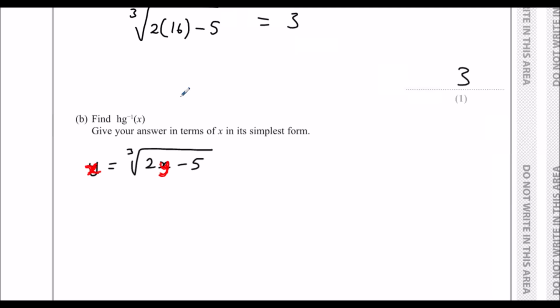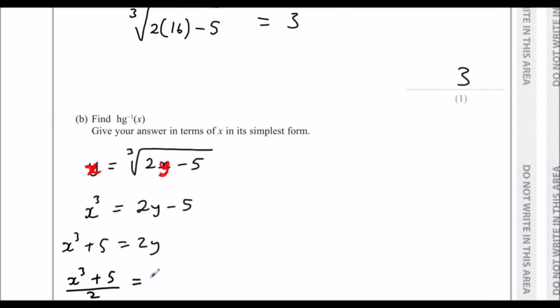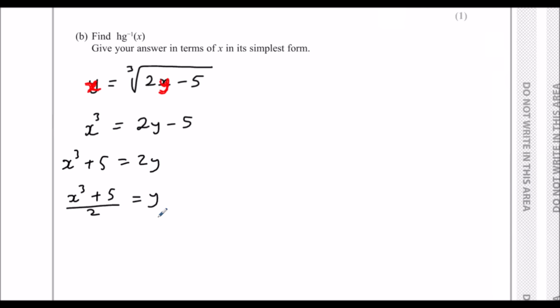To get rid of a cube root, I'm going to cube. The opposite of cube rooting is cubing. So x cubed is 2y minus 5. I'm going to plus 5 to both sides. So x cubed plus 5 is 2y. I then divide both sides by 2. So I've got x cubed plus 5 over 2 equals y. And this is the inverse of g. So instead of saying y, I'm going to say the inverse of g is x cubed plus 5 over 2.